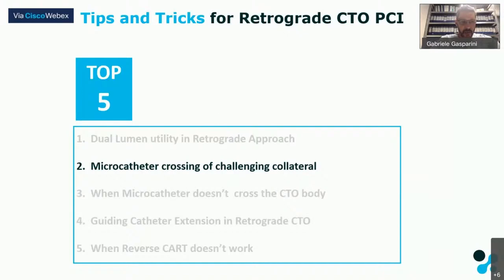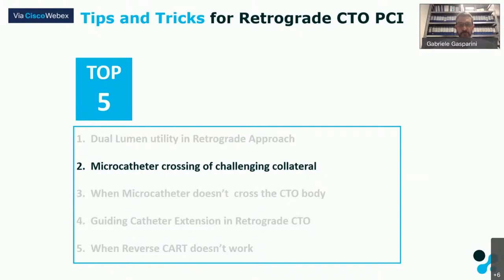But I think that one of the most important things is that when you have to advance retrogradely a dual lumen microcatheter through this very tiny epicardial collateral channel, the best dual lumen microcatheter should have a soft tip and a small crossing profile. So for this reason, I think that nowadays the best device is represented by an Acer RX or even by the Recross microcatheter, as underlined by Roberto. What's your opinion, Alessio?